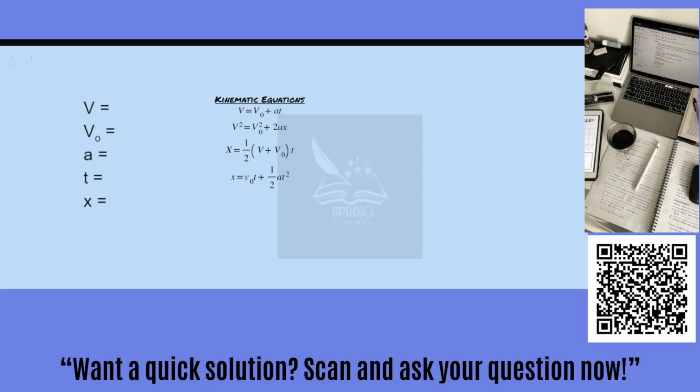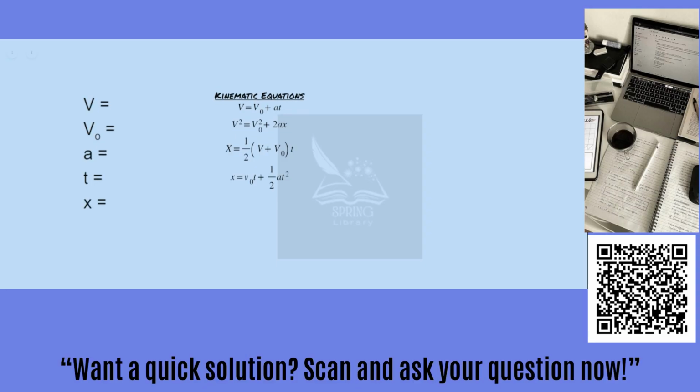So part A here has us analyzing a Volkswagen that is starting from rest, which means its initial velocity is 0 meters per second, and it is speeding up to 60 miles per hour with an acceleration of 2.35 meters per second squared.